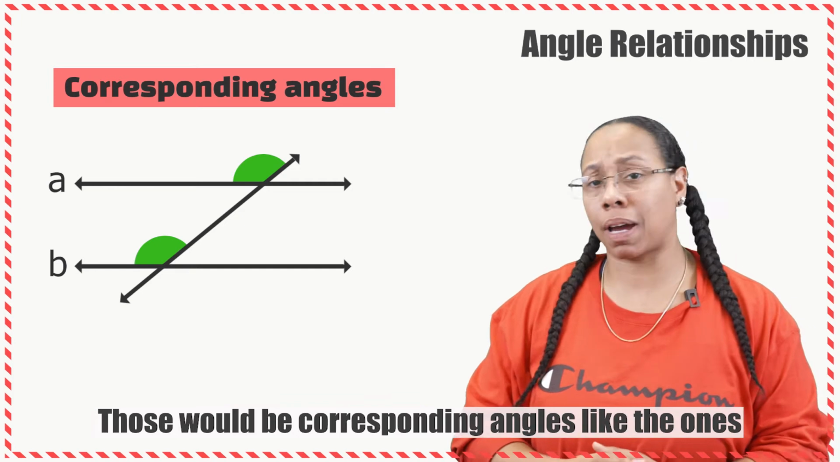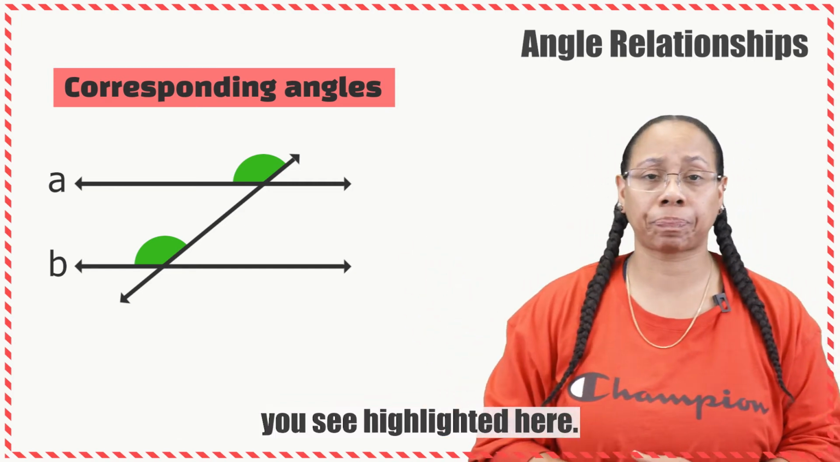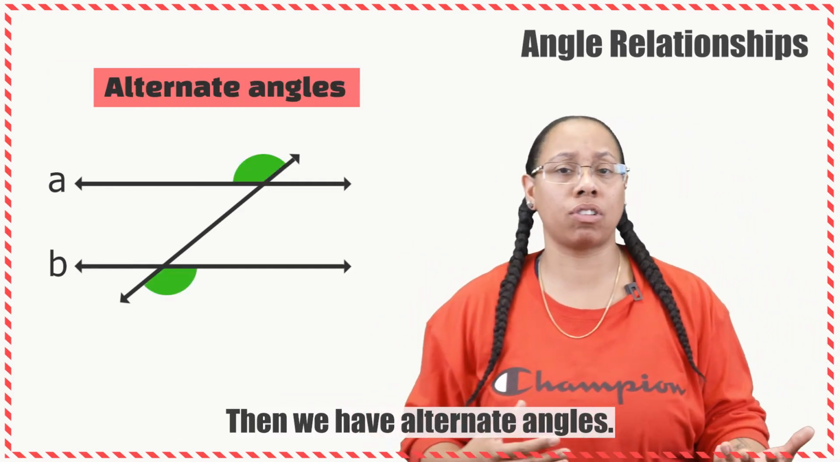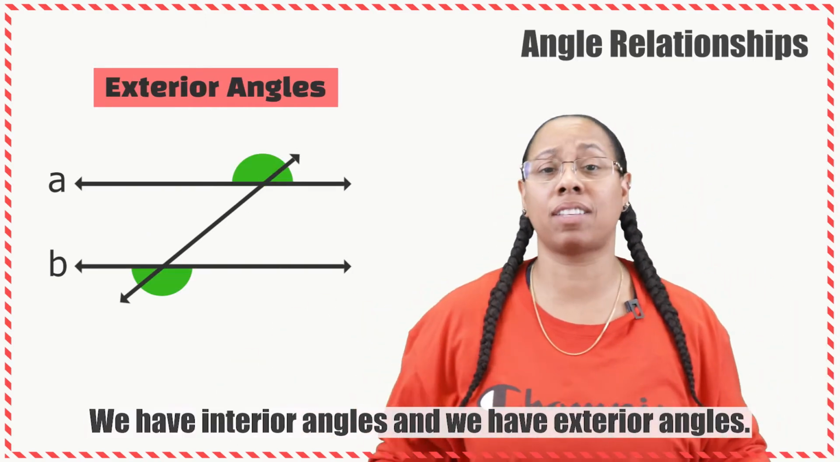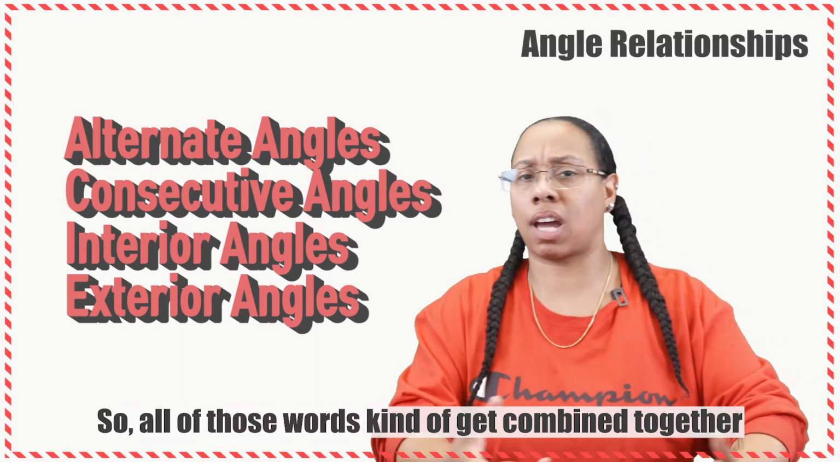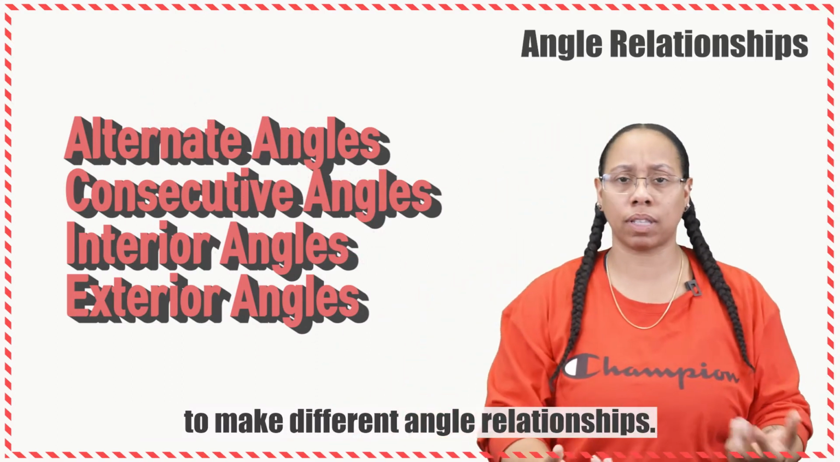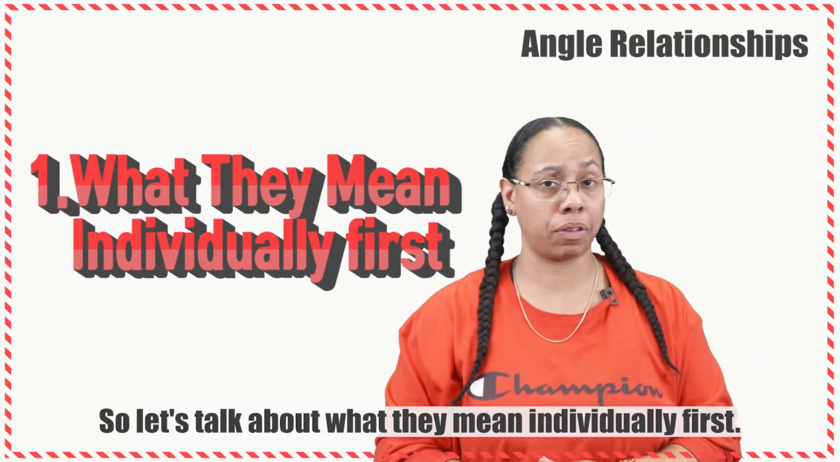Those would be corresponding angles like the ones you see highlighted here. Then we have alternate angles, consecutive angles, interior angles, and exterior angles. So all of those words get combined together to make different angle relationships. So let's talk about what they mean individually first.